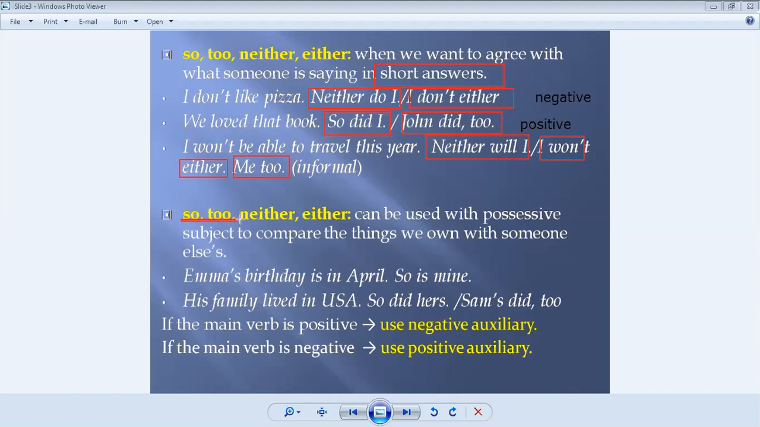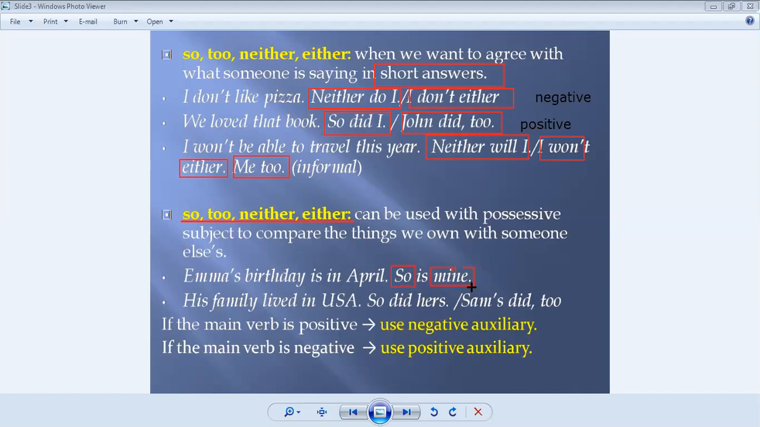Again, so, too, neither, either. Again, we can use it for something else. We can use it with a possessive subject to compare things we own with someone else's. For example, Emma's birthday is in April. In this case, you say, "So is mine." Where is our possessive adjective, pronoun here? It's "mine," a possessive. "So is mine." What does that mean? That means my birthday is in April as well.